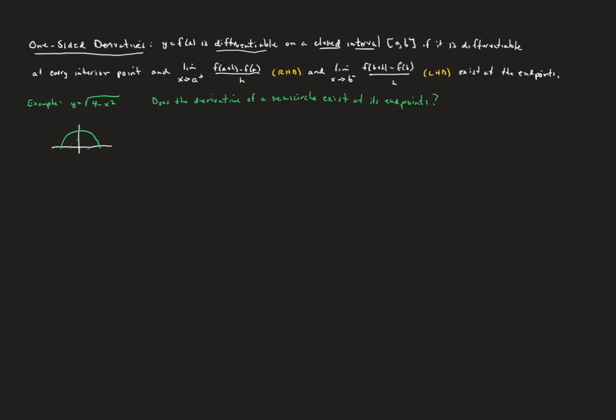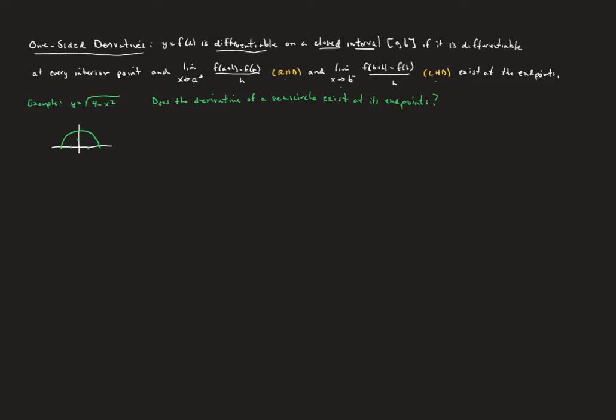So if we say y equals f of x is differentiable on a closed interval a to b, if it is differentiable at every interior point, and then the way we deal with the endpoints is we're going to say if the derivative as we approach a from the right, which we would refer to as a right-hand derivative, and RHD is universally understood as an abbreviation for this right-hand derivative, and the limit as x approaches b from the left of f of b plus h minus f of b over h, which is known as the left-hand derivative, if those exist at the endpoints.